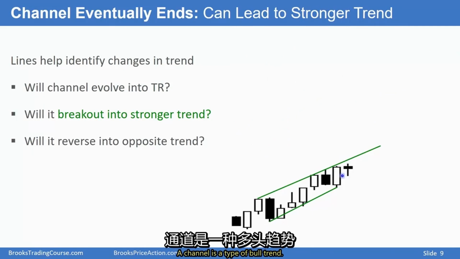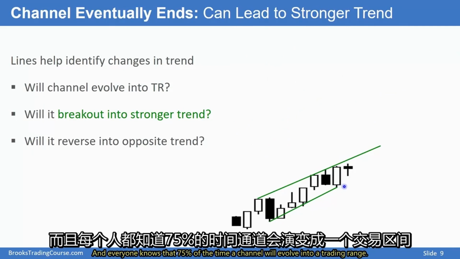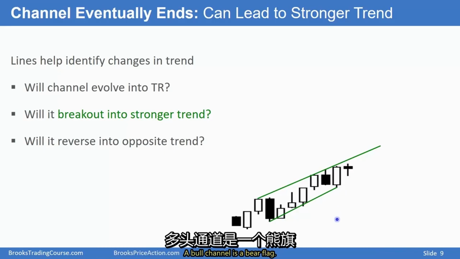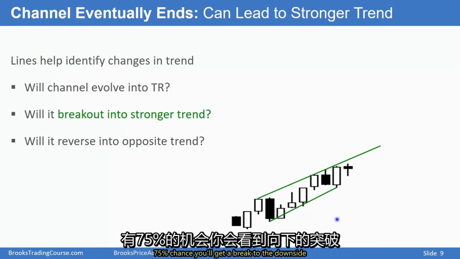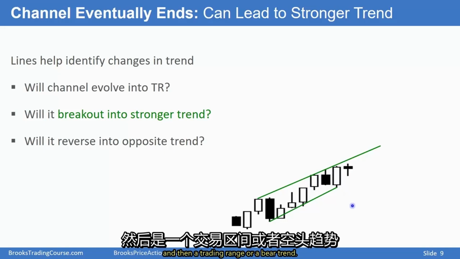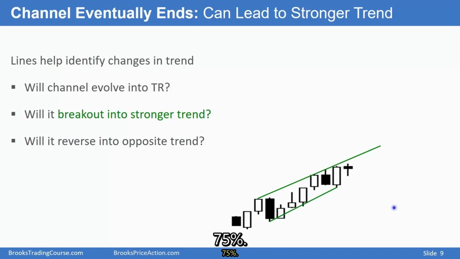Here we have a bull trend. We're in a channel. A channel is a type of bull trend. And everyone knows that 75% of the time, a channel will evolve into a trading range. A bull channel is a bear flag, 75% chance you'll get a break to the downside, and then a trading range or a bear trend.